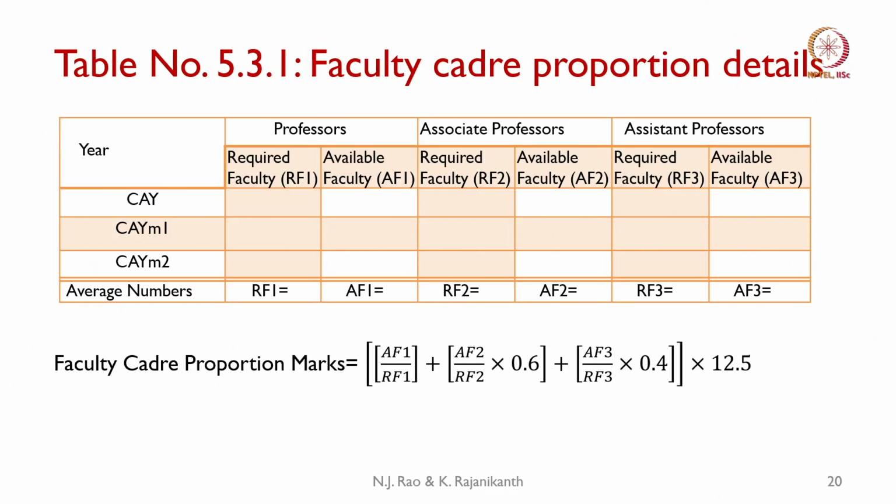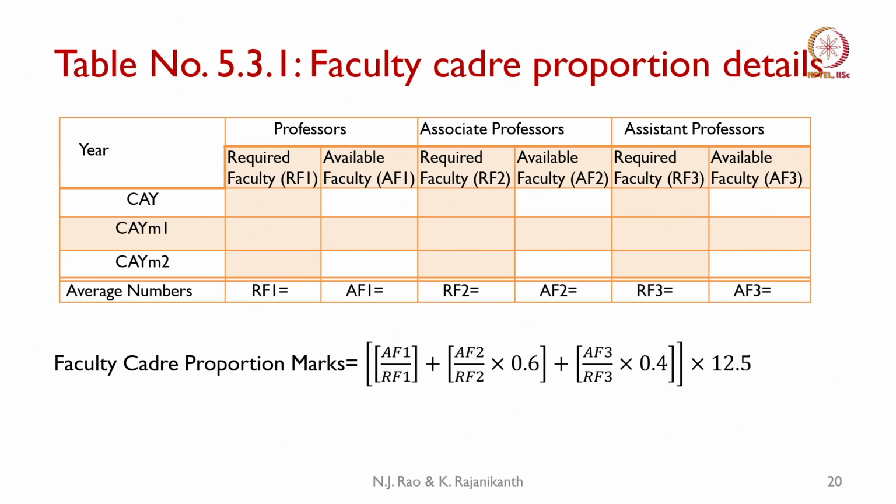So, this is how the calculations are done. Required faculty RF1, available faculty AF1. Required faculty based on the 1:2:6 cadre ratio, and of course the total number of faculty required. And available faculty, what is the faculty available actually in the department? For professors, for associate professors, for assistant professors, you have this data first. So, RF1, AF1 regarding professors, RF2, AF2 regarding associate professors, RF3, AF3 regarding assistant professors.